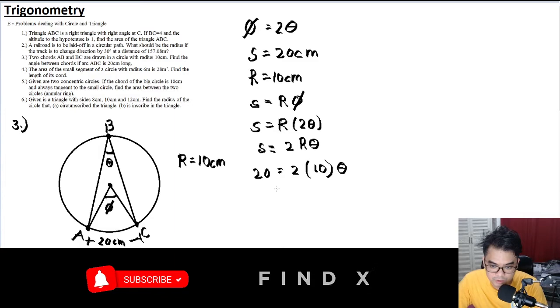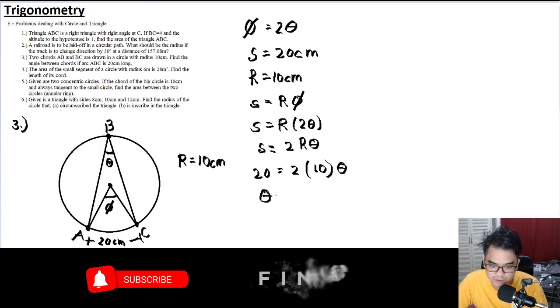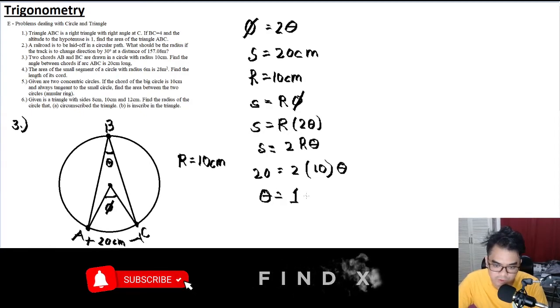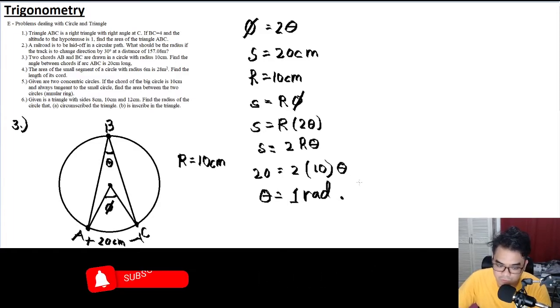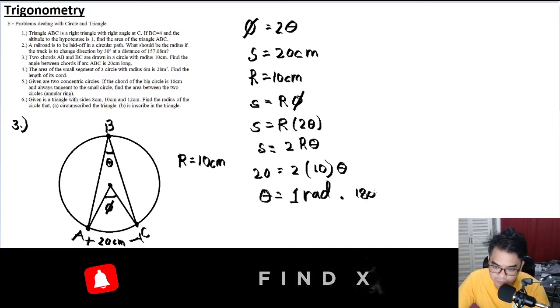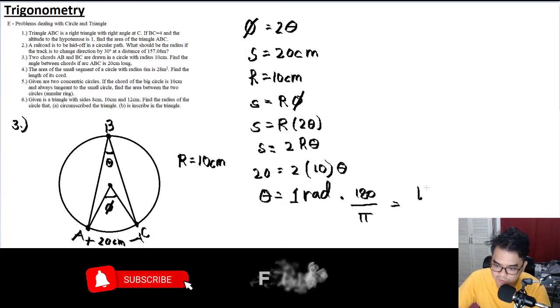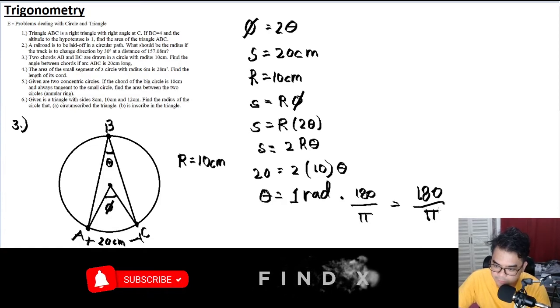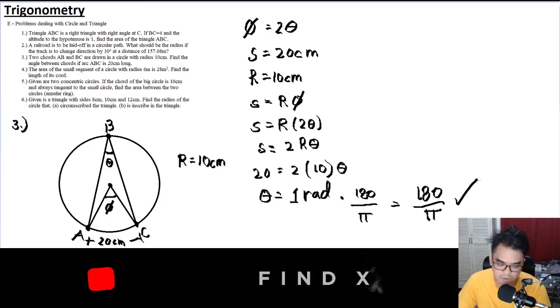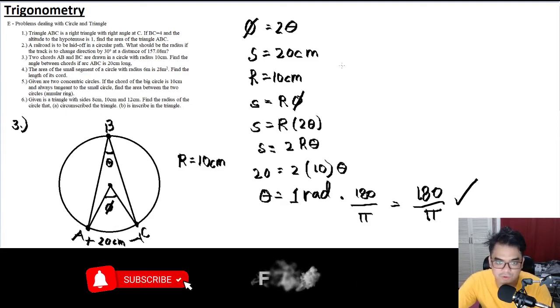So that will be divide, so theta is equal to 1. Remember that this one is in radian, so we multiply by 180 over pi to convert it into degrees. So the answer is 180 over pi. That is the angle between the two chords, 180 over pi.